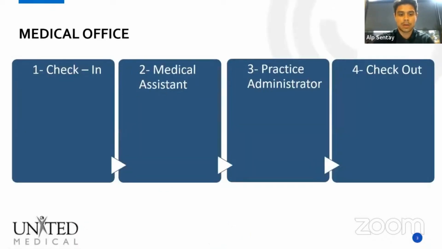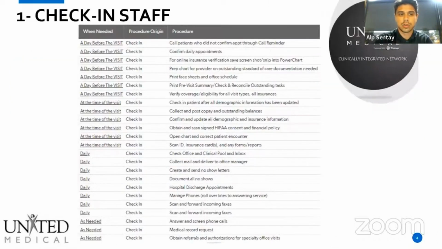There are four types of functions in a medical office. These are: one, your check-in people; two, your medical assistants; three, your practice administrator; and finally, four, your checkout staff. Each of these has different functions that they do on a daily basis, on a weekly basis. So we broke this down by role. The first role is the check-in staff. When we divided these into categories, we divided it by when needed, what kind of function it needs, and what they need to do.